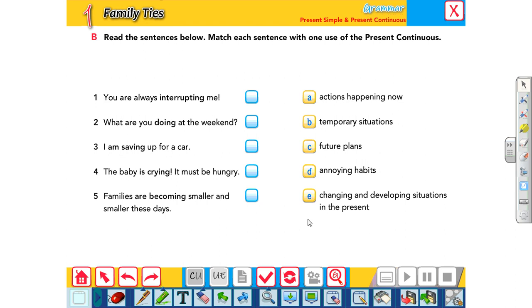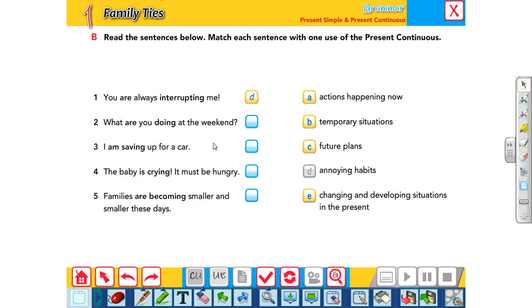Number 1. You're always interrupting me. What's this? And how do we have always here if you can remember that? You're always interrupting me because that's an annoying habit. So how do we have the word habit and that's present continuous, not the present simple? Because with the annoying habits, we're gonna use the present continuous. Okay?